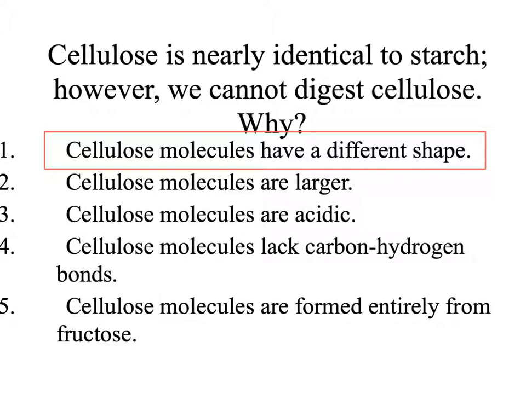The answer is that cellulose molecules have a different shape. Remember, digestive enzymes work based on their shape. They have one specific substrate that they can work with. Cellulose is shaped differently than starch and glycogen. This means that cellulose will not fit in the active site of digestive enzymes and cannot be broken down by animals.